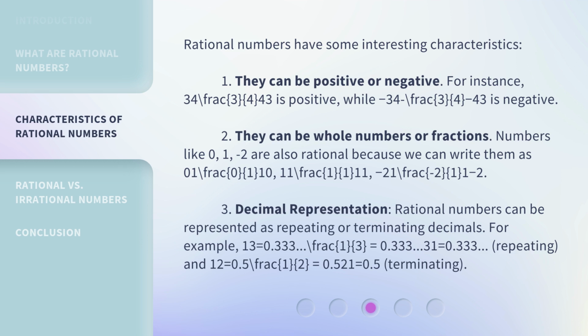3. Decimal representation. Rational numbers can be represented as repeating or terminating decimals. For example, 1/3 equals 0.333, repeating, and 1/2 equals 0.5, terminating.